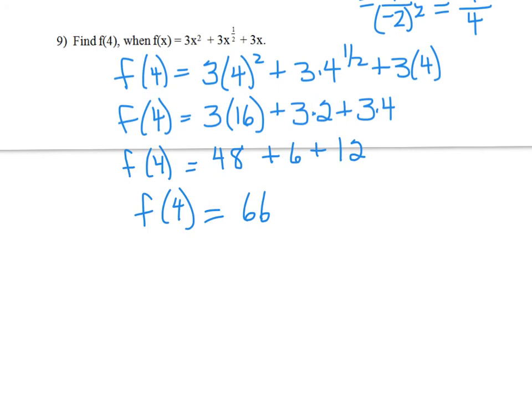Take a look at these examples again and make sure you understand how we went from step to step. In class, we're going to be practicing a lot more examples with negative exponents, fractional exponents, and the operations with exponentials.